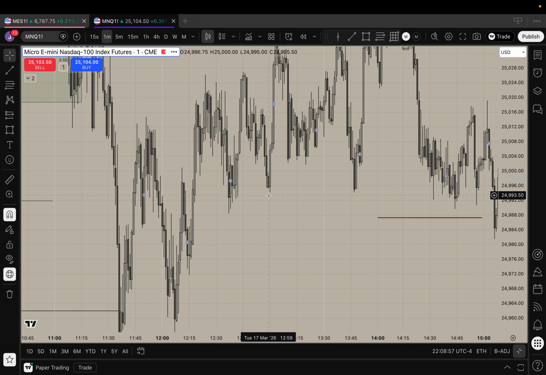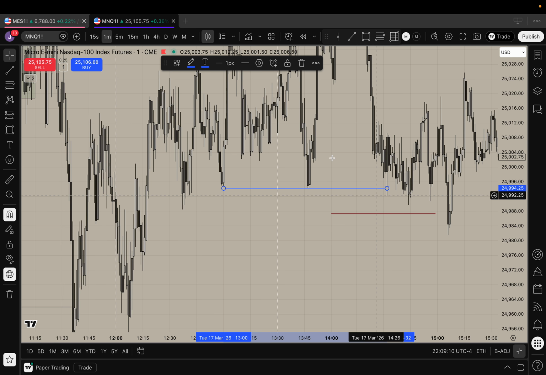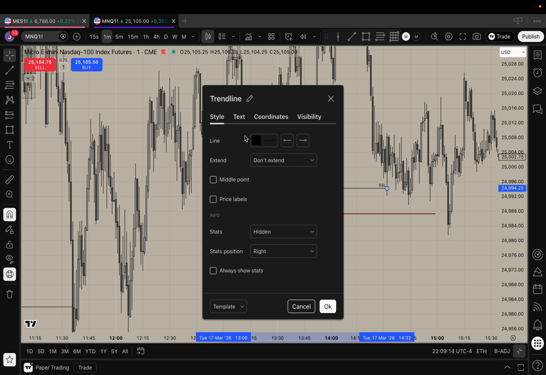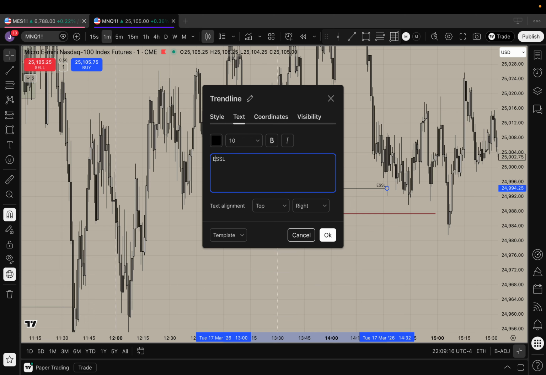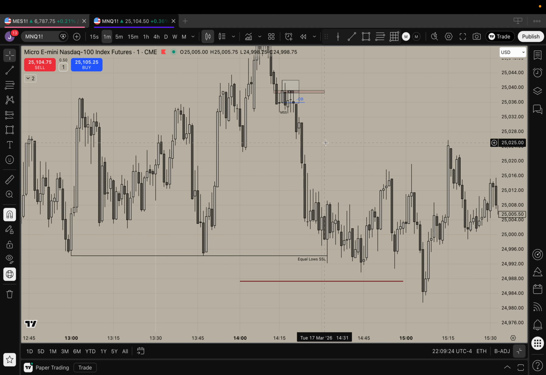If you look at the low, my ideal take profit right here is 24,994 and a quarter. Then you look at this low and it's 24,994 and a quarter. They were equal lows, which gives us our sell side liquidity. Equal lows, sell side liquidity, which we get right there, which is pretty ideal.